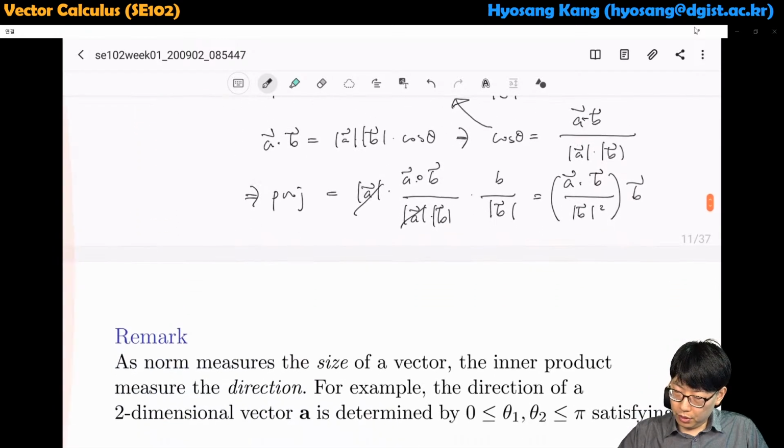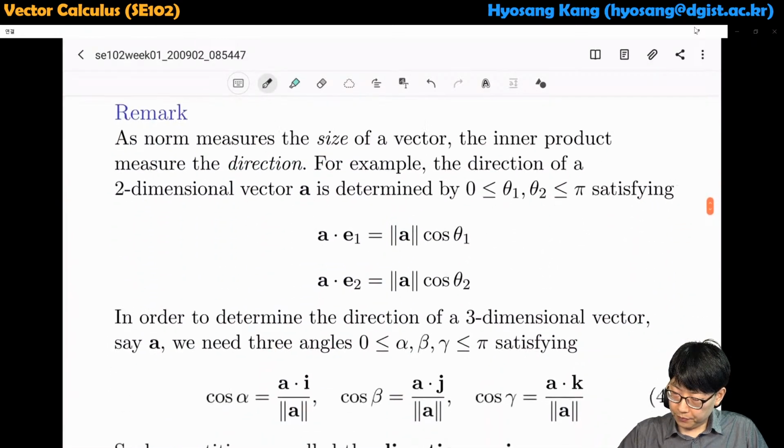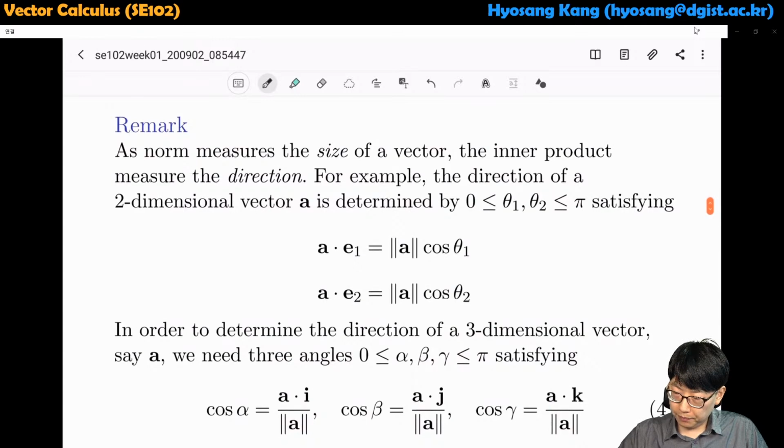So once you know the projection, you can do lots of things. First of all, let's talk about the inner product first. We have a norm which measures the length of vectors. And what does the inner product do? Inner product measures the direction of vectors.